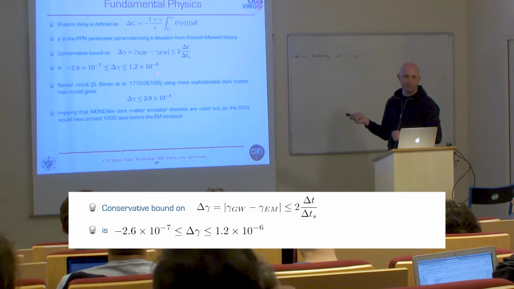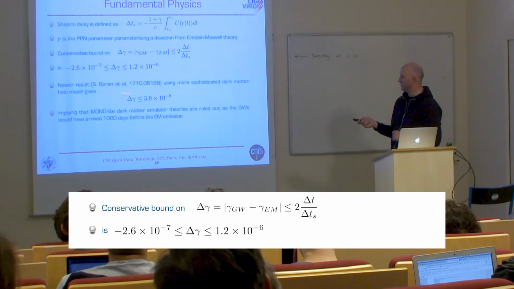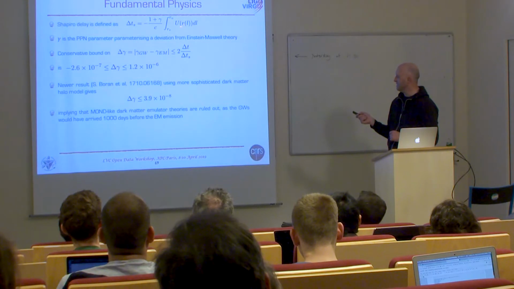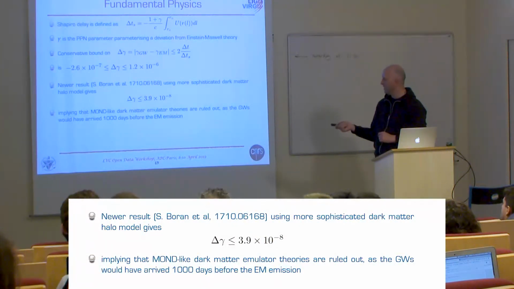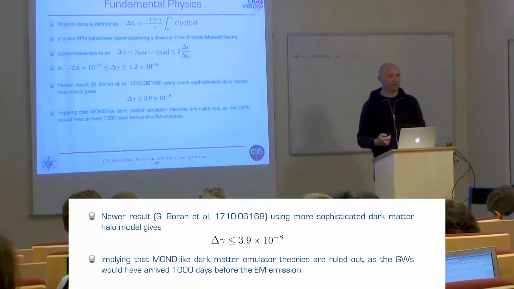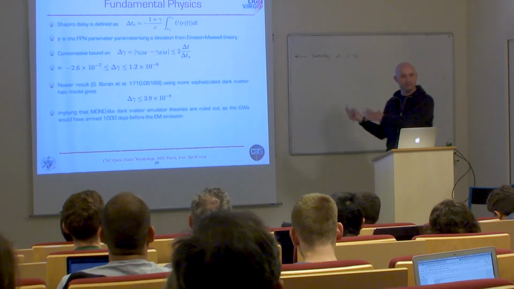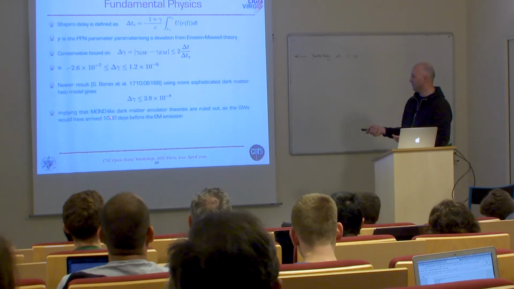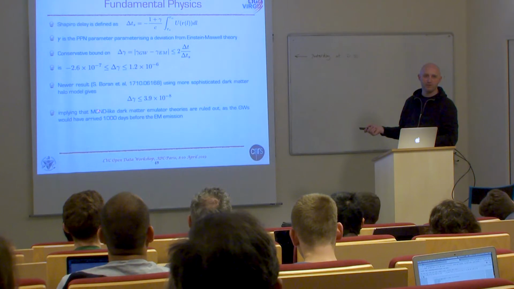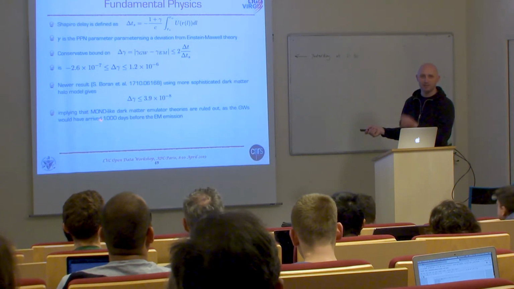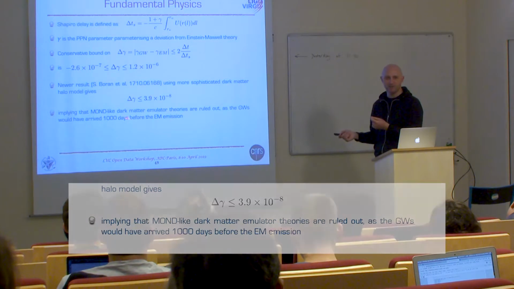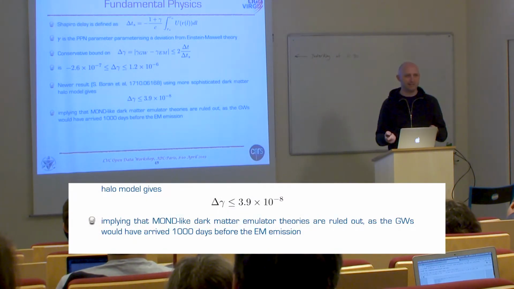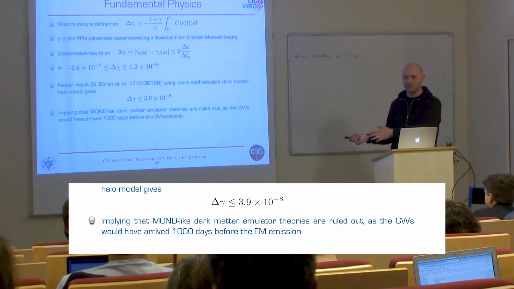About 6 weeks after we published our result, there was another group who basically used a much more sophisticated model of the dark matter distribution, and they basically tightened the constraint to this value here. This then killed, essentially, all Mond-like theories. Because with these values, if you do have a Mond-like theory, then you'd expect a difference of about 1,000 days between the arrival time of the gamma rays and the arrival time of the gravitational waves. And because we saw them within 2 seconds of each other, there's no way that these Mond-like theories can be correct.